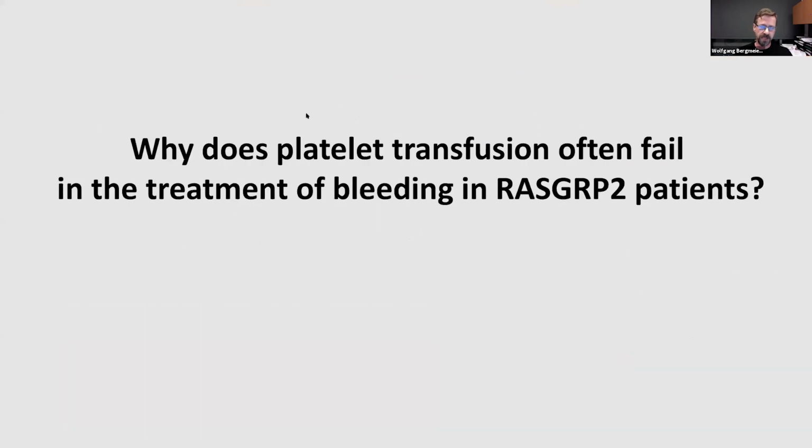Now, what was unique when we looked at these patients, or what surprised us is the fact that in the treatment of these patients, often platelet transfusion seems to fail. And for somebody who doesn't really work with patients a lot, I was surprised by that, because I thought if you have dysfunctional platelets and you give healthy platelets, you should fix the issue, right? So we started thinking about this and started reading the literature.